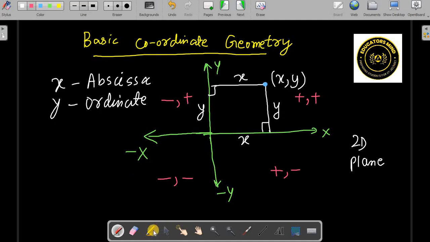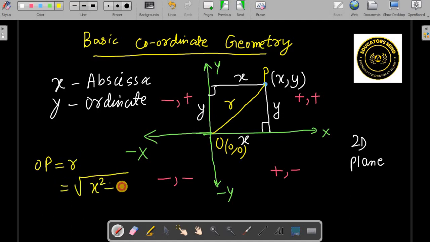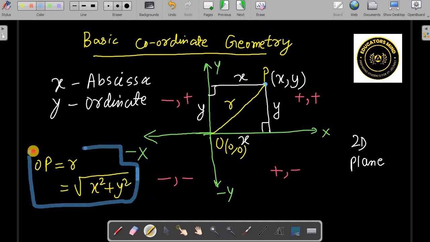Now, how to calculate the distance between any two points and the distance of a point from the origin. If you take this point, let's say in general this is point P, and the origin is 0, 0. If you join them, the distance OP, which you can represent as R, can be given as root under x square plus y square, right? This will be the distance of a point from the origin.